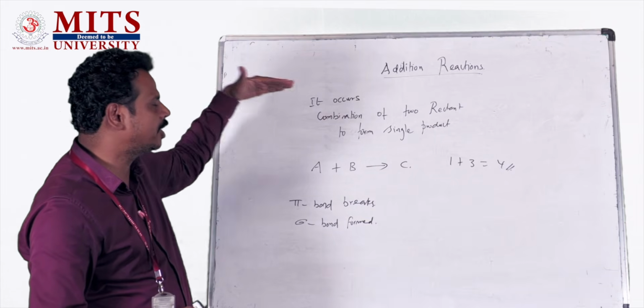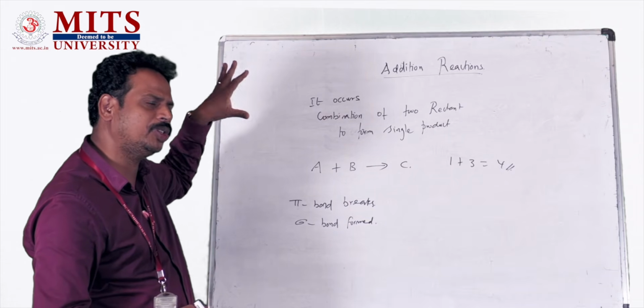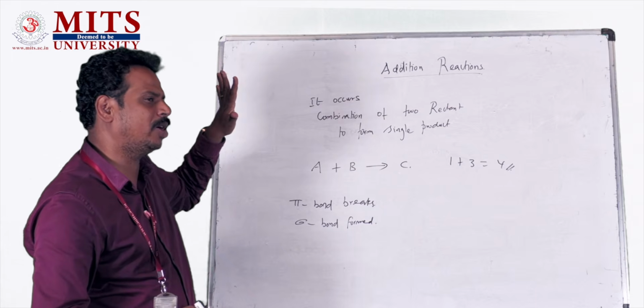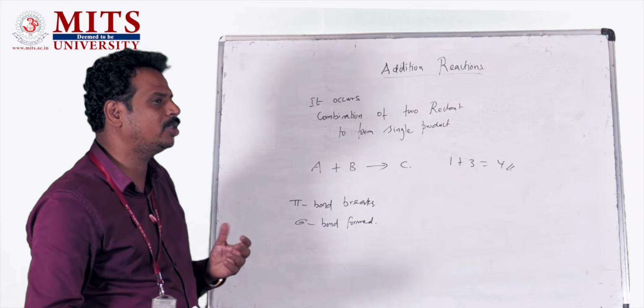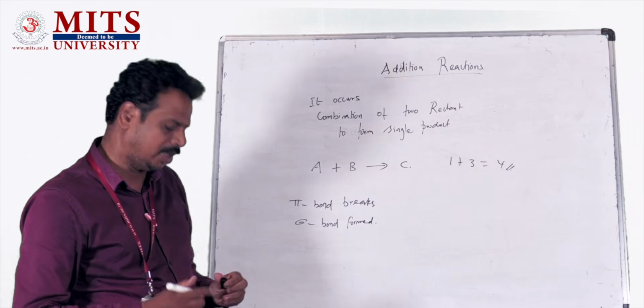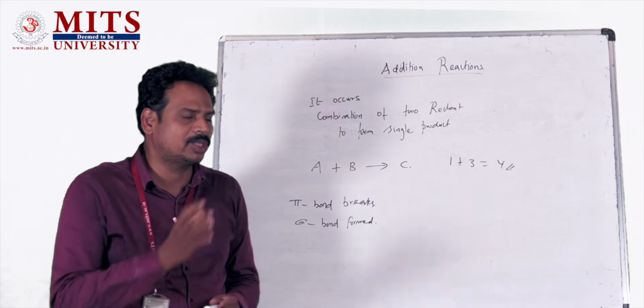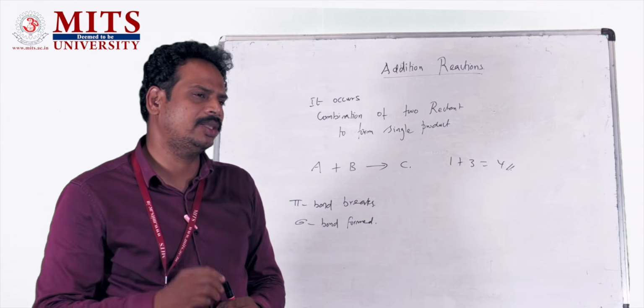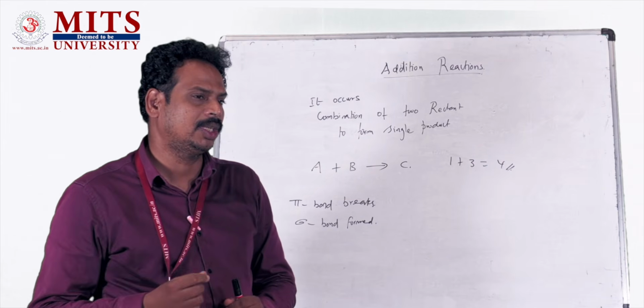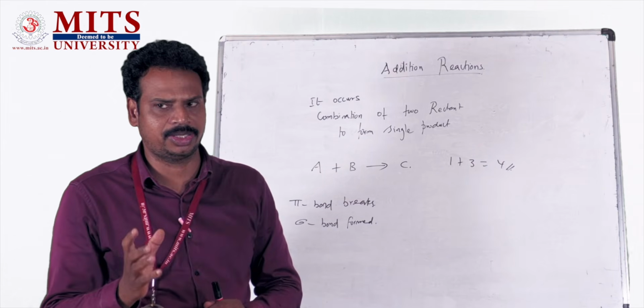So the addition reaction definition is a combination of two reactants forming a single product. And the significant point is that the pi bond breaks, whereas a new sigma bond is formed in this reaction. That is the definition of addition reactions. And then in the next part, we will move to the types of addition reactions.